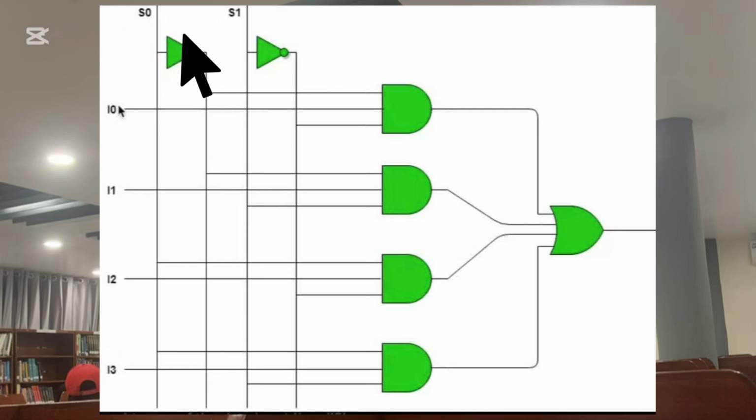Outputs to output signals labeled S0 and S1. Gates: several green shapes that represent logic gates. These are AND gates and an OR gate. What each part does: 1. Inputs I0, I1, I2, I3. These are like switches that can be either on (1) or off (0). The circuit uses these inputs to make decisions.